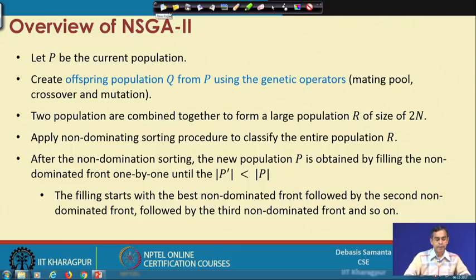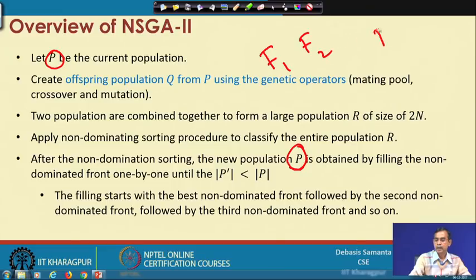Now, after the non-dominated sorting is done, the new population P is obtained. This is the current population. From this current population, the new population P will be obtained by filling the non-dominated fronts one by one until P dash is less than P. Suppose F1, F2, up to Fk are the different fronts.